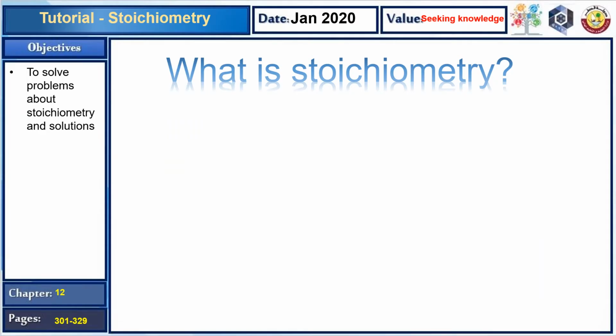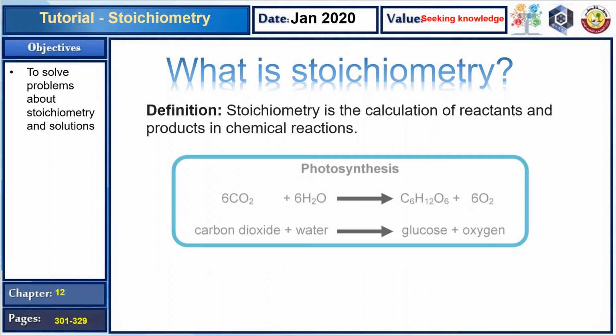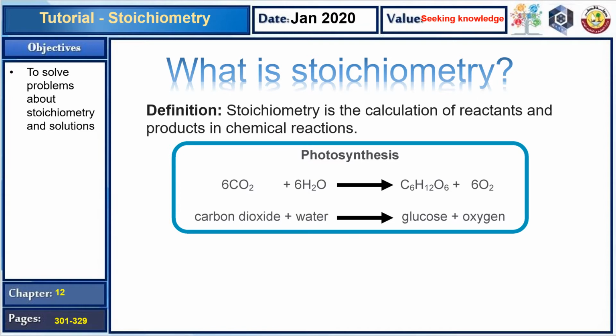First of all, what is stoichiometry? By definition, stoichiometry is the calculation of amounts of reactants and products in chemical reactions. For example, in photosynthesis, we know that carbon dioxide is reacting with water and producing glucose and oxygen. We write a chemical equation of photosynthesis as shown here.